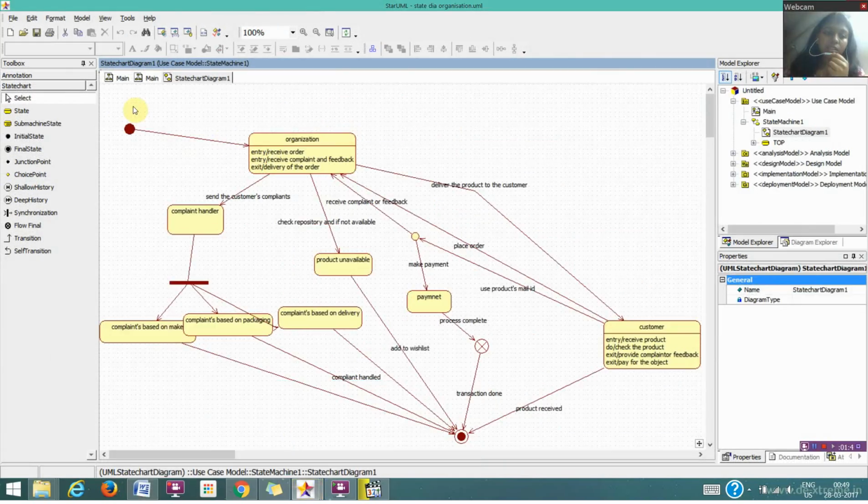Okay, so basically this is going to be my initial state. The initial state is going to represent my first state, organization. In organization I have the following conditions: the entry condition is to receive a particular order, or it could receive a complaint or feedback. And the exit condition is going to be the delivery of that particular order.